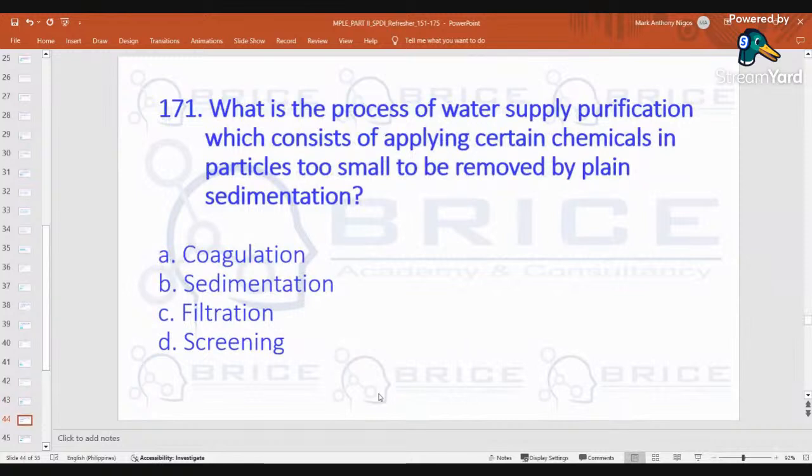171. What is the process of water supply purification, which consists of applying certain chemicals in particles too small to be removed by plain sedimentation? A. Coagulation. B. Sedimentation. C. Filtration. D. Screening. The answer is C. Filtration.